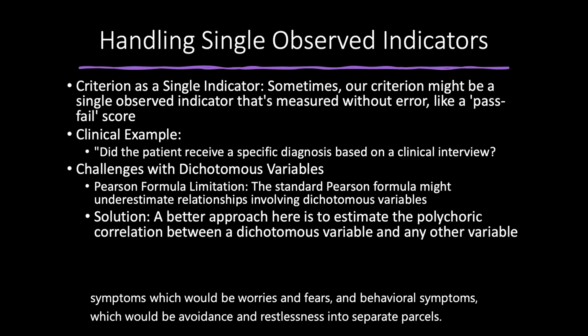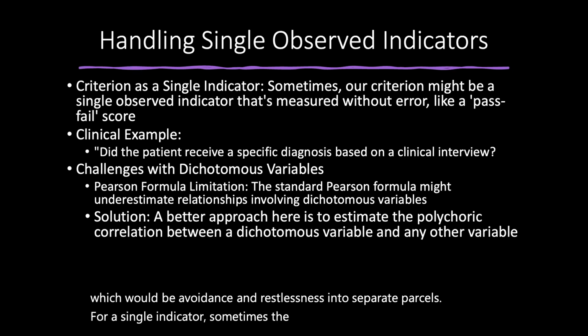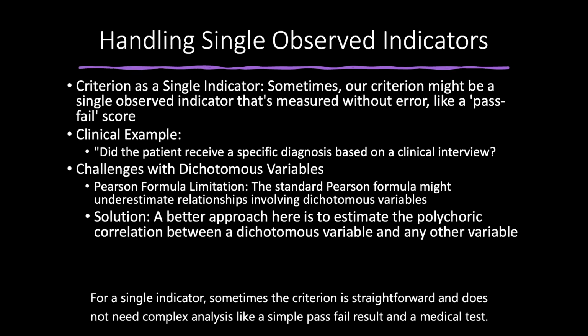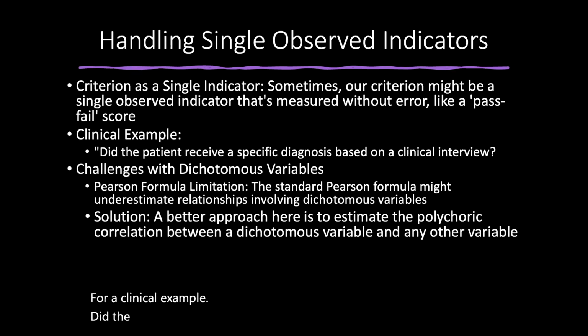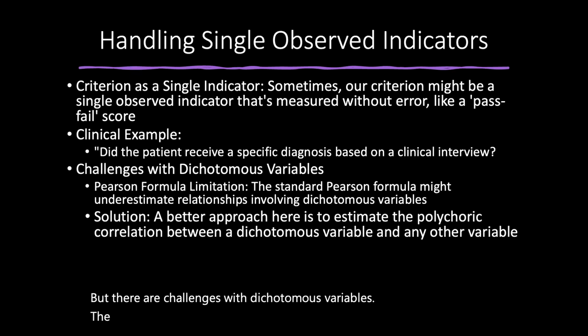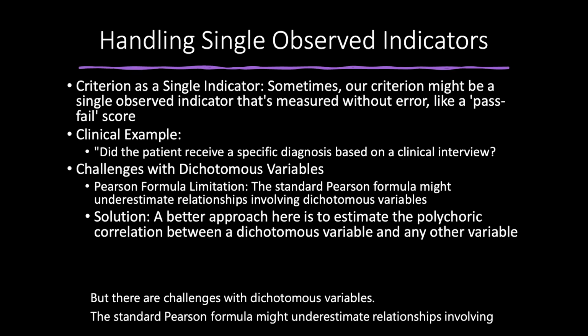For a single indicator, sometimes the criterion is straightforward and does not need complex analysis, like a simple pass-fail result in a medical test. For a clinical example, did the patient receive a specific diagnosis based on a clinical interview? But there are challenges with dichotomous variables. The standard Pearson formula might underestimate relationships involving dichotomous variables, such as yes/no answers.